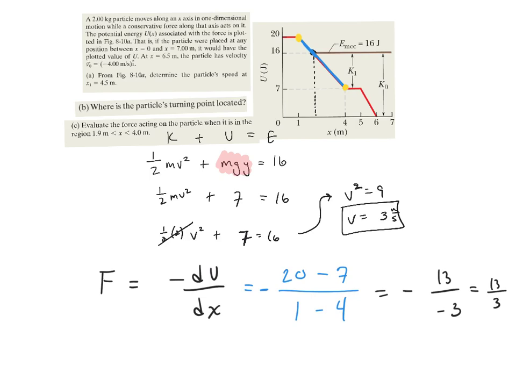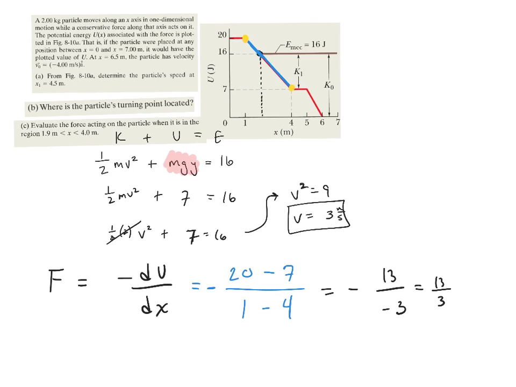And what would my units be for this? What would my units be? Derivative of potential with respect to position. What units would you get?